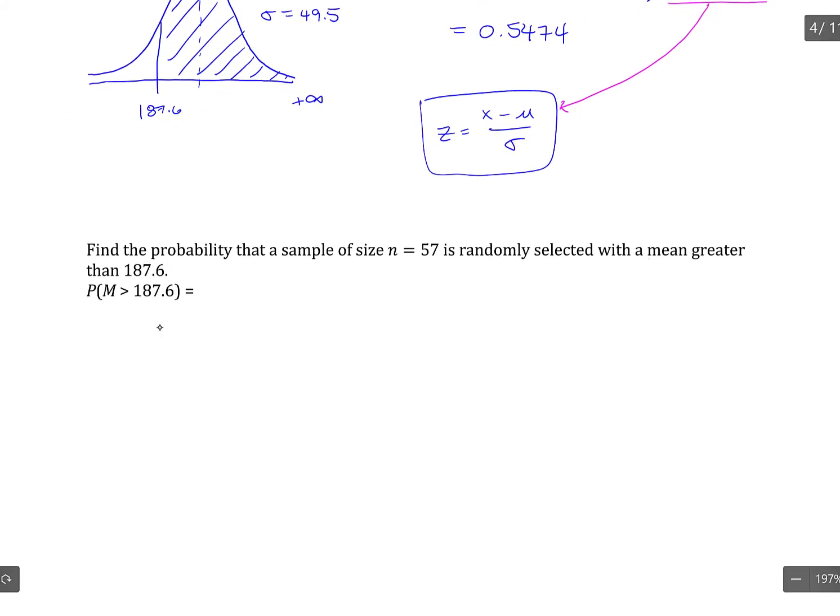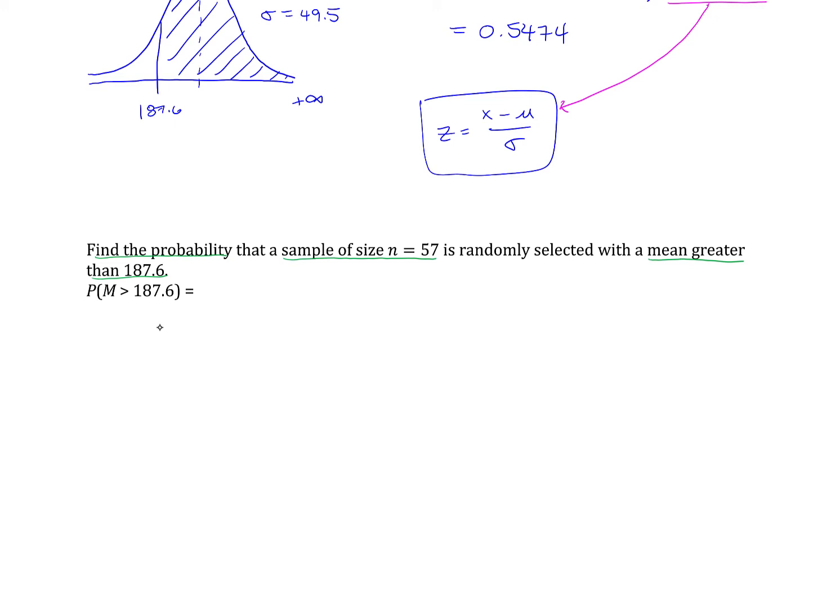In the next part, we want to find the probability that a sample of size n equals 57 that's randomly selected has a mean that's greater than 187.6. And that's what's notated here, although they used a capital letter M instead of X bar, just because sometimes that doesn't always typeset properly in a browser. But that's okay, as long as we know what is meant here.